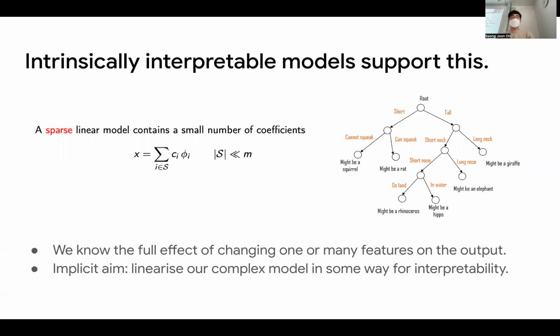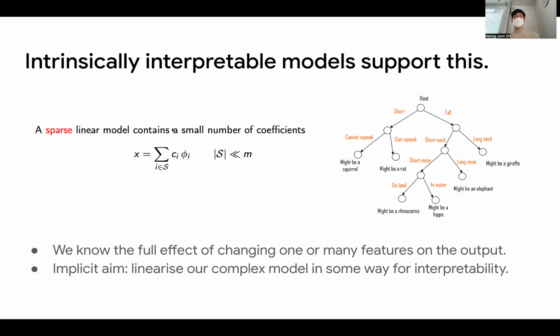So coming back to the intrinsically interpretable models, such as sparse linear models or decision trees, we know that those models support this kind of counterfactual analysis. Because, for example, these Vis are features, and we know what's going to happen to X when you remove one of the Vis, right?